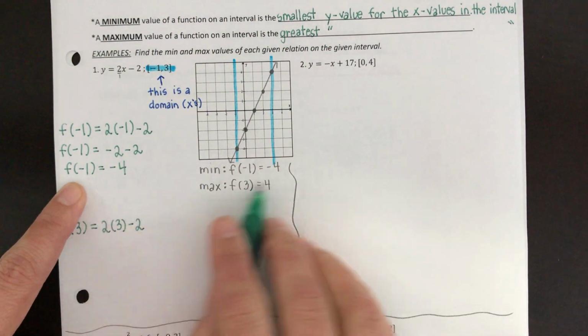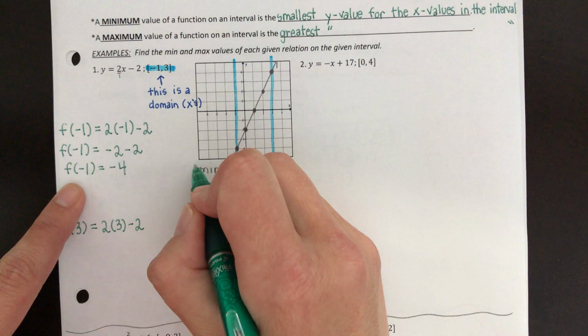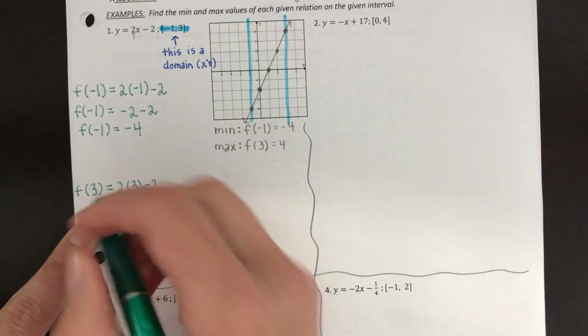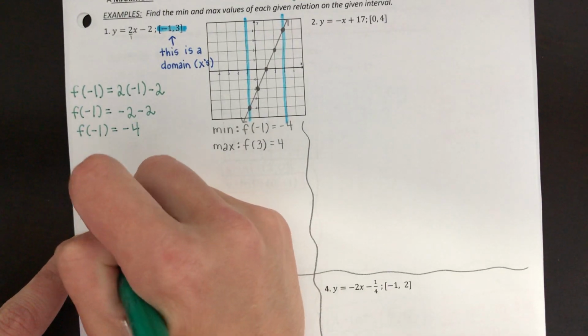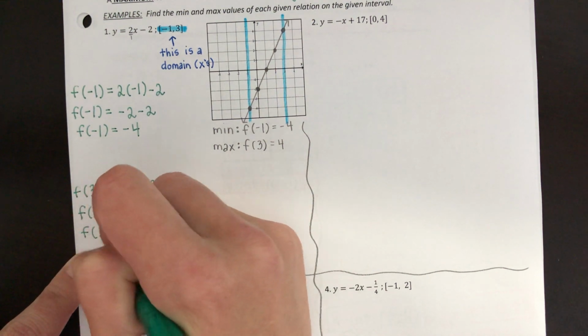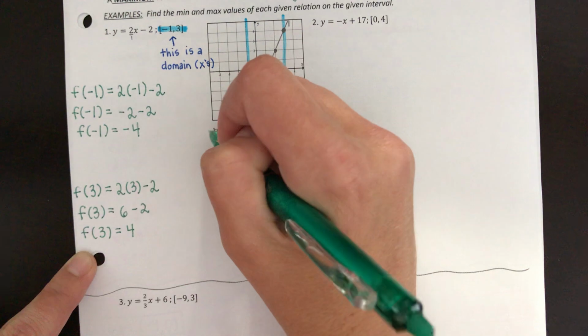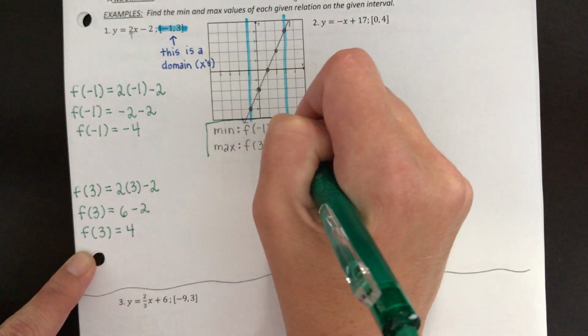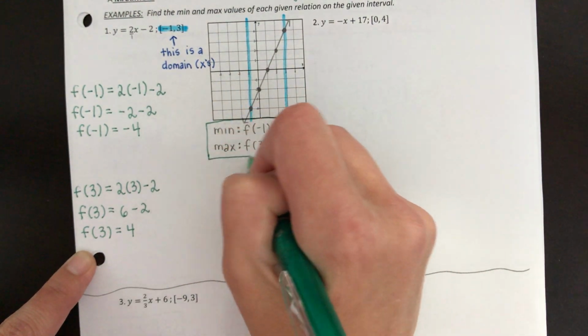Does that match? It sure does. Okay, so we're going to box that up here in a minute. And then f of 3, this would be f of 3 equals 6 minus 2. So therefore f of 3 equals 4. Does that match? It sure does. So your final answer should look something like this.